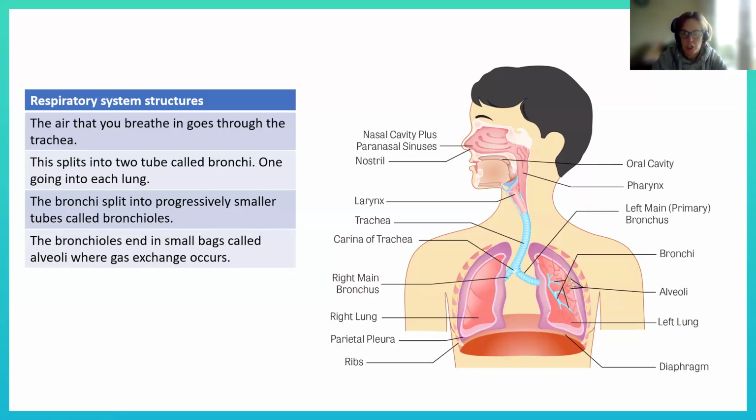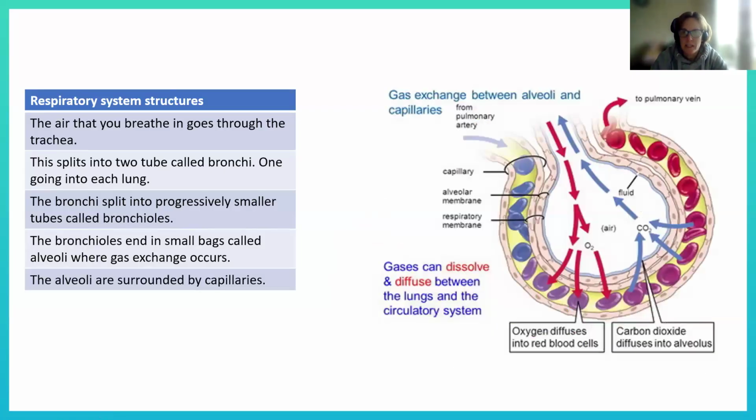We've got these little structures called alveoli, and this is the site of gas exchange. We're going to have a look at these now. That is one alveolus, I think, is the singular, actually. And you can see here, this is the end of the tube, the bronchiole, the tiny tube that branches off. And this is where the air comes in, and it contains oxygen.